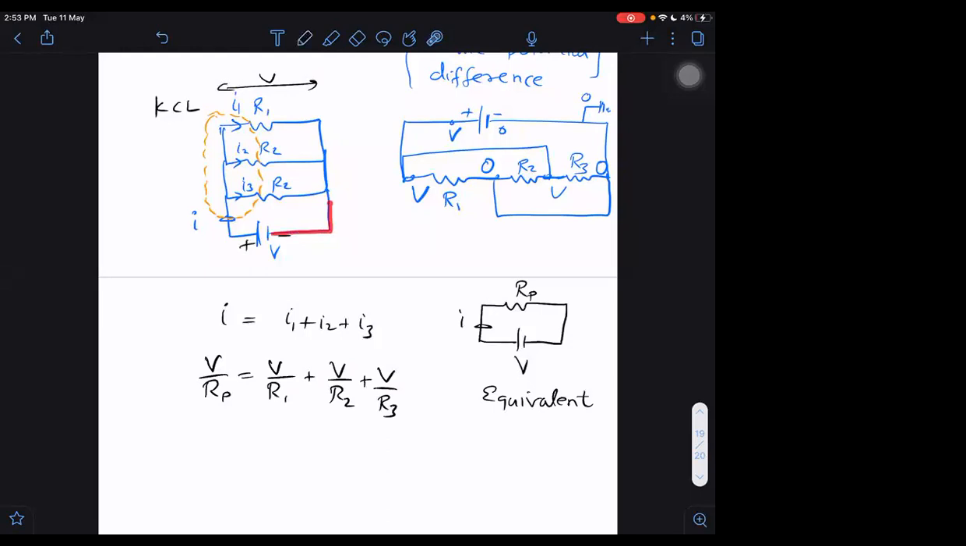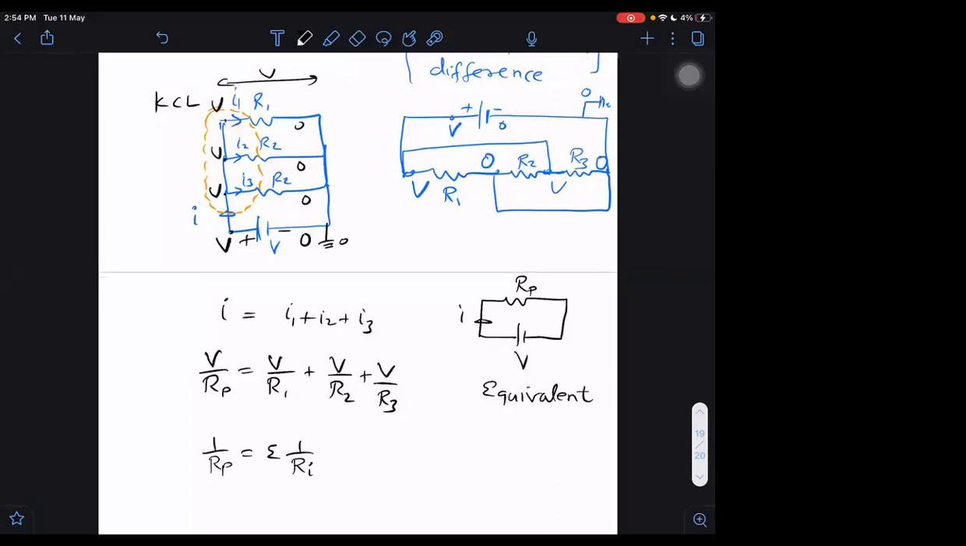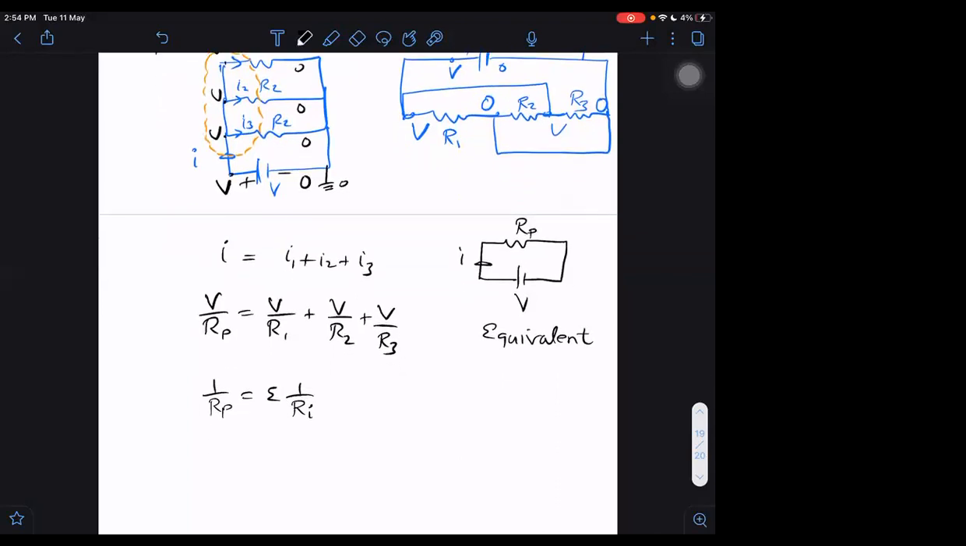If somebody is confused why the same potential, observe the same wire connected up to this end of the resistance. Here potential 0, here 0, here 0, here 0. If I take this negative side as reference, positive side potential is V, V, V, V. Therefore, V minus 0 is the potential difference in all these cases. The same equation applies to all. 1 by Rp then becomes sigma 1 by Ri. Right or not? That is the formula in general.